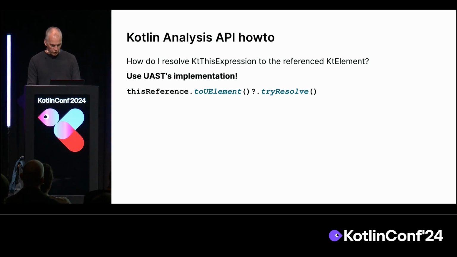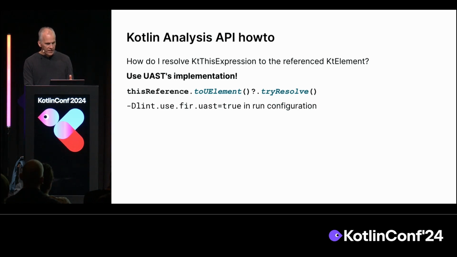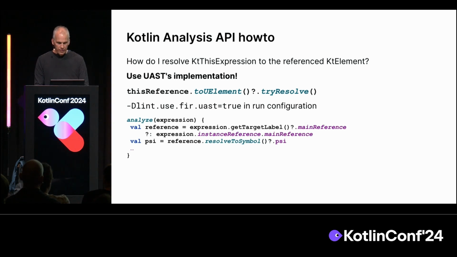So I stepped into the function, and this took me into UAST. And because I'd turned on K2, the whole implementation of UAST there was using the analysis API. And so from looking at what that code in UAST was doing, it was trivial for me to extract the basics of it. And as you can see, it was actually very easy to do this.